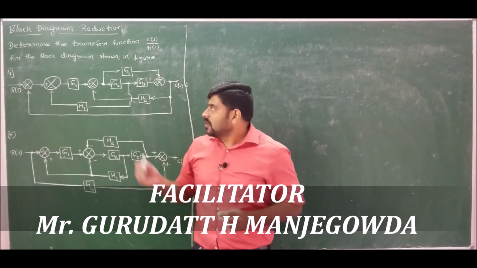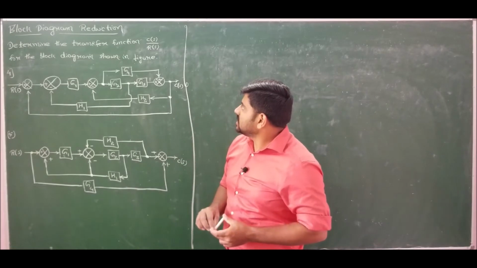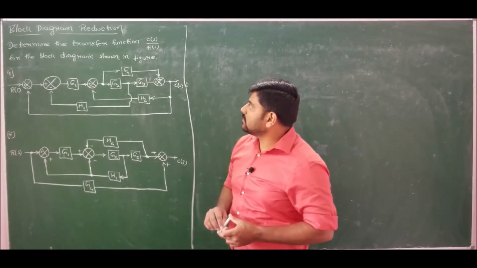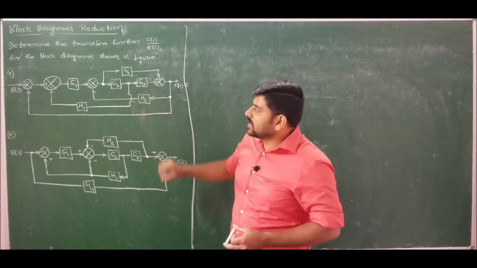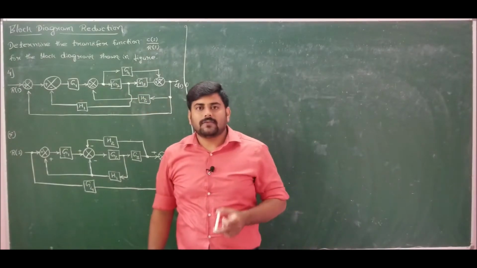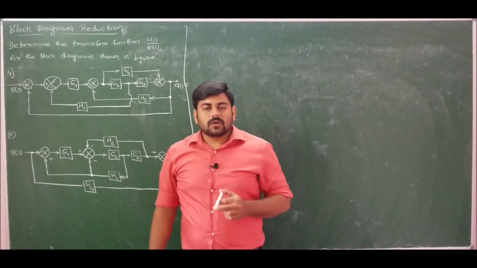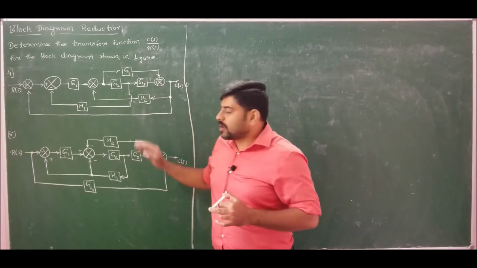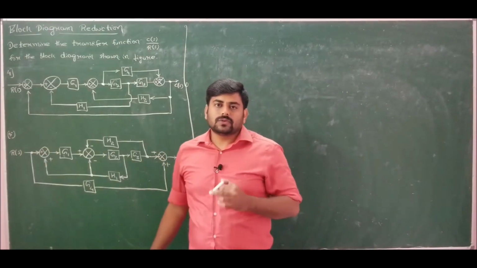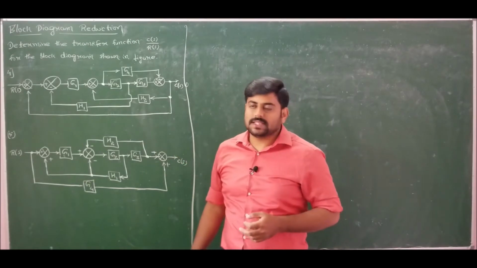The problem number 4 of our discussion states: determine the transfer function C(s) by R(s) for the block diagram shown in the figure. So this is the block diagram we have. We should bring this block diagram to its canonical form and find the transfer function. If we have thoroughly solved and understood the 3 problems which we have already discussed, these 2 problems will become very easy for you to solve. Let us discuss the solution for problem number 4 and 5 in this lecture.